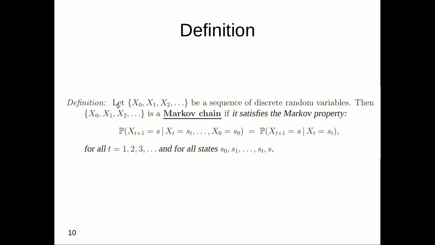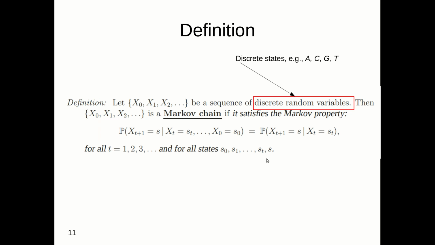One more definition. Let x0, x1, x2, etc. be a sequence of discrete random variables. Then this sequence is a Markov chain if it satisfies the Markov property, meaning that those two conditional probabilities are identical, and if this holds for all times t and for all possible states in our state space s0, s1, s_t, etc.